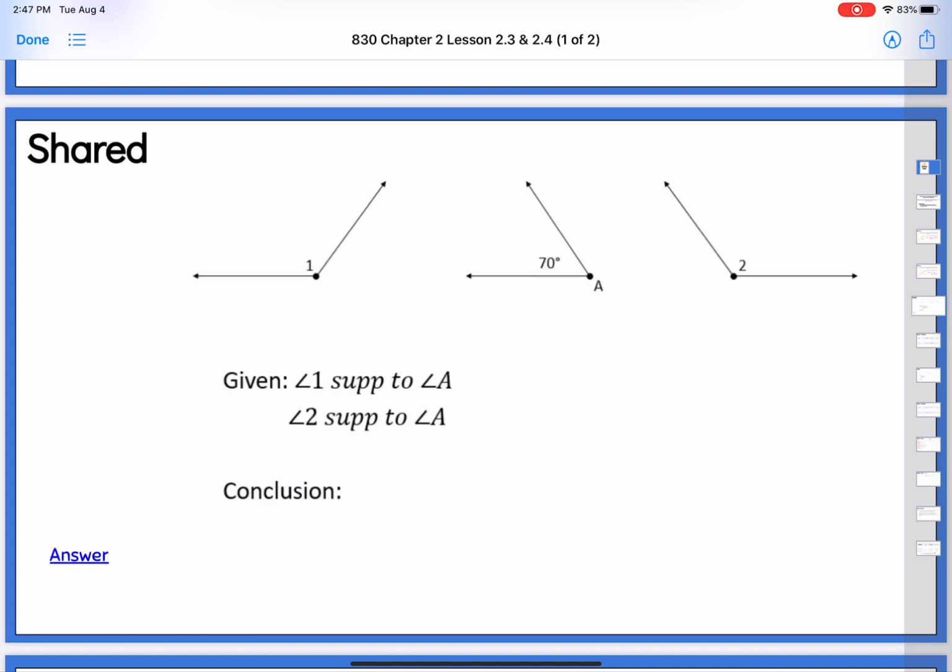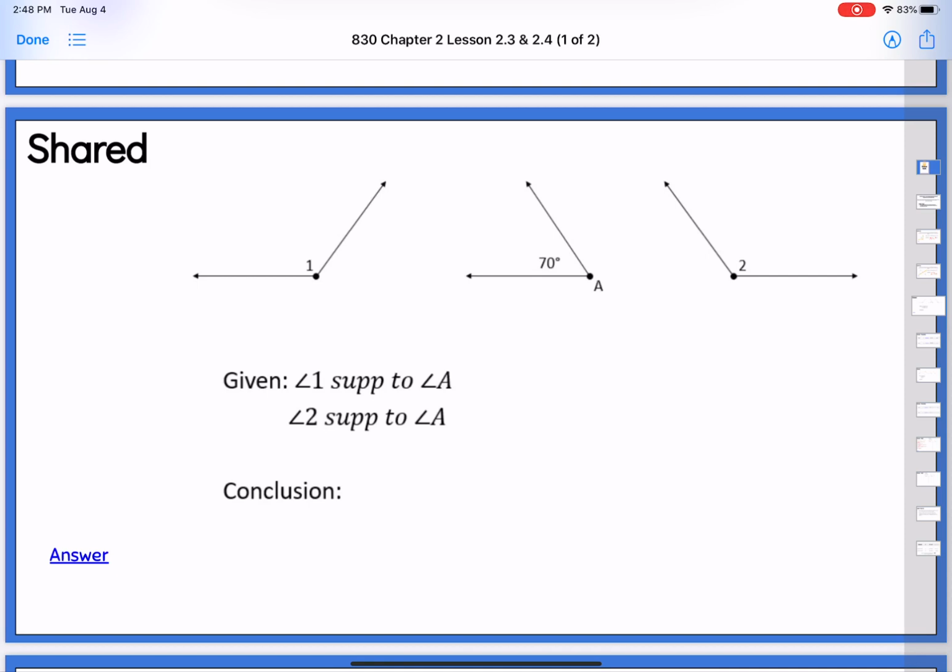So here I have three angles. Angle 1, angle 2 over on the right, and then angle A in the middle. Notice that angle A says that it's 70 degrees. And I am given angle 1 is supplementary to angle A. Angle 2 is supplementary to angle A. What conclusions can you make? Go ahead and pause the video and see what you come up with.